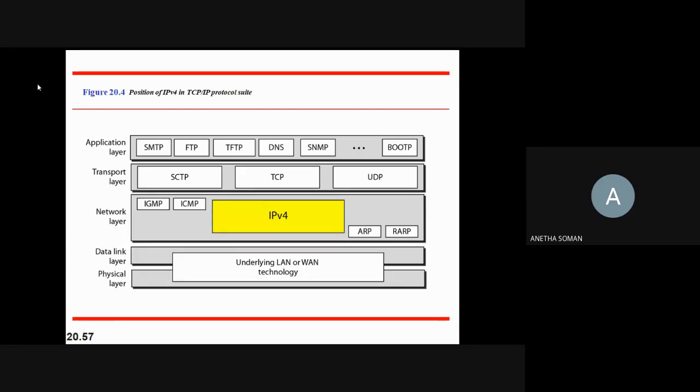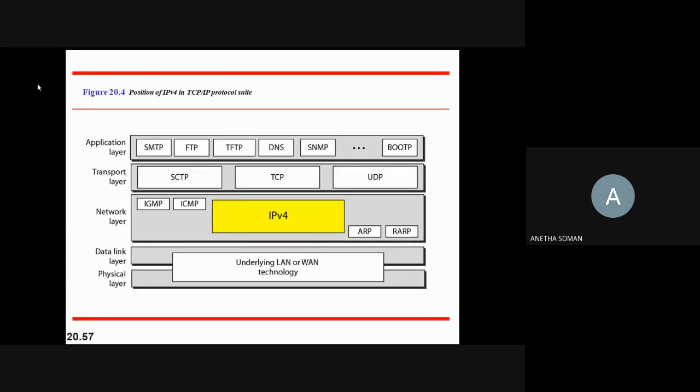So IPv4 you can call an unreliable connectionless datagram protocol. Whenever data comes from the data link layer to the network layer, the protocol tries its best to deliver the packet to the destination. Since it is unreliable, you don't have any guarantee that the packet reaches the corresponding destination.